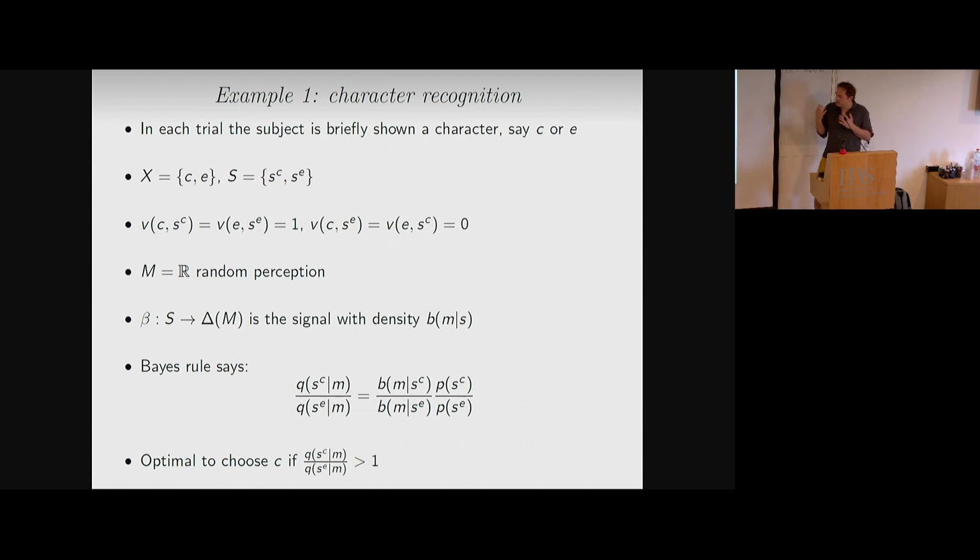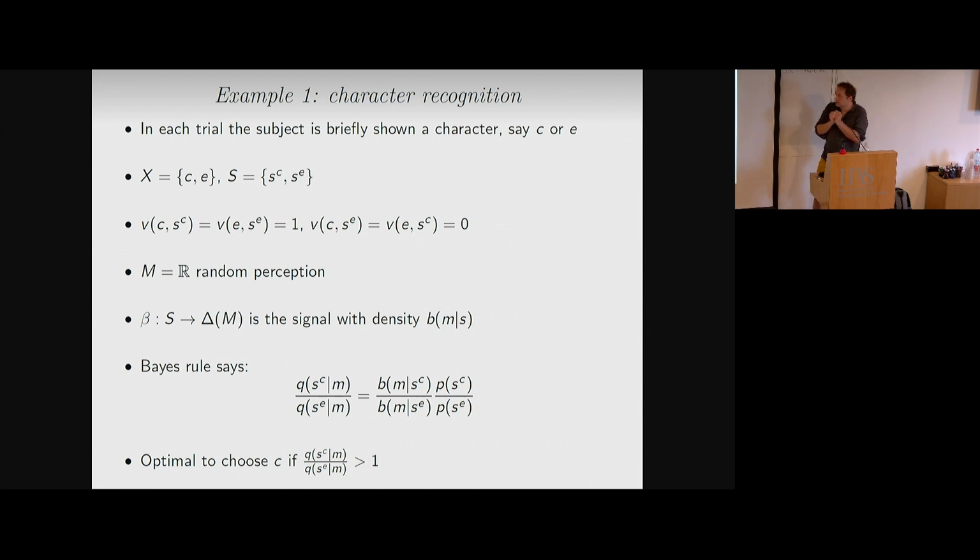And because this character gets flashed very briefly, the agent doesn't see it perfectly. There's some random perception of the character. So beta is a probability distribution over these random perceptions. Let's say the density of it is B. I want to allow here for a continuum of these random perceptions. So sometimes the agent is pretty convinced that this was a C, but sometimes they're not sure, this kind of thing.